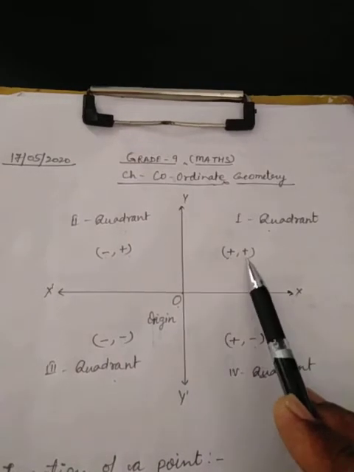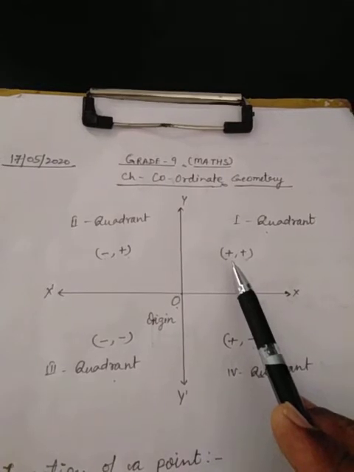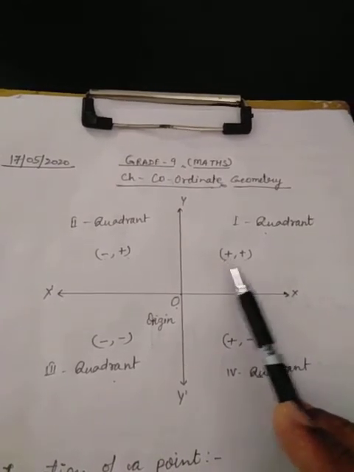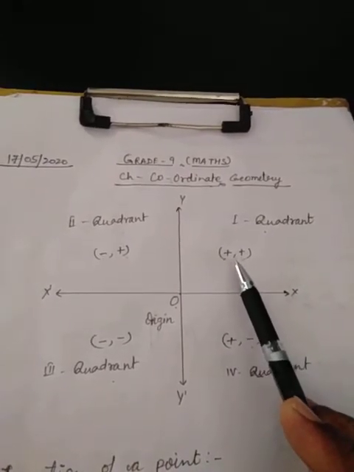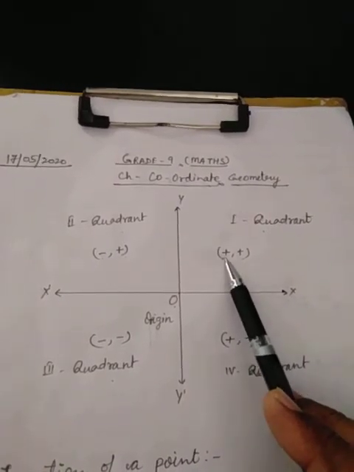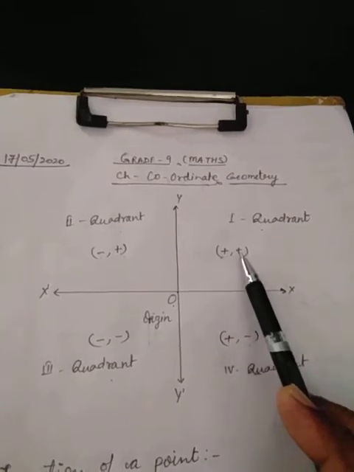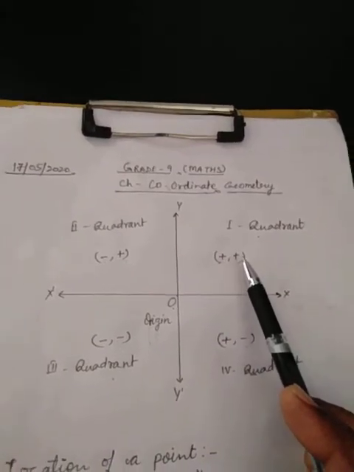Actually, this is the ordered pair, and there is a convention which I am telling you: points are always written in this order. In this ordered pair, x should be first, meaning abscissa should be first and ordinate second. So let's go to plot a point.